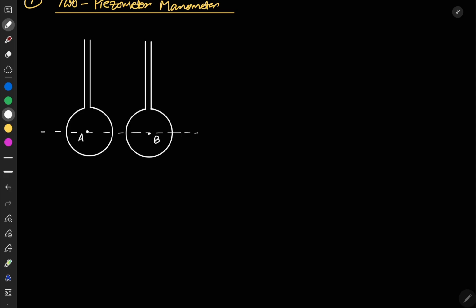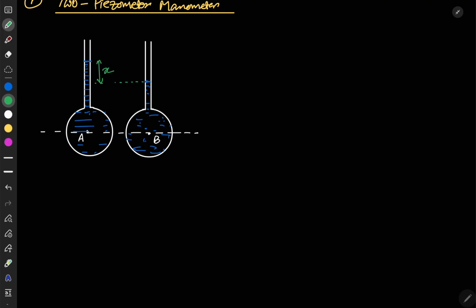Now we measure the fluid inside A, and let's say it reaches up to this level. Let's say the fluid inside B reaches this level. So this is the difference in level from here to here. This is your height difference. Let's say this difference is your x.